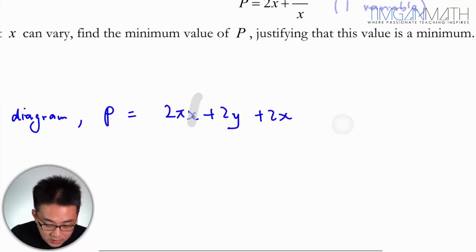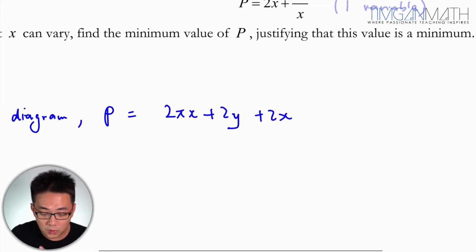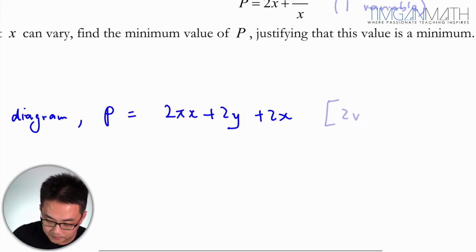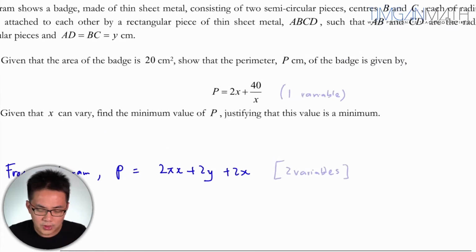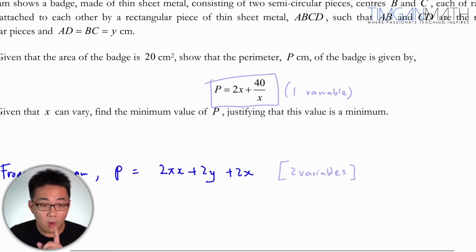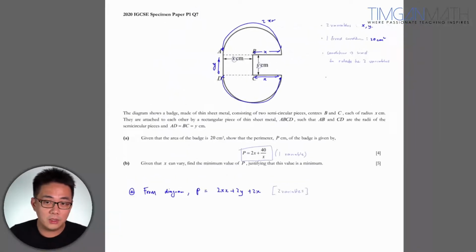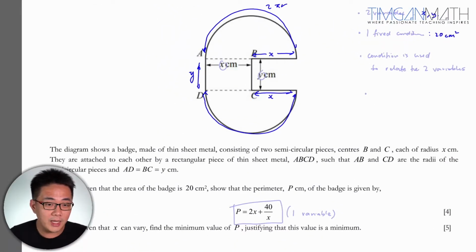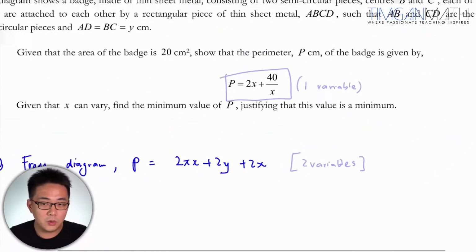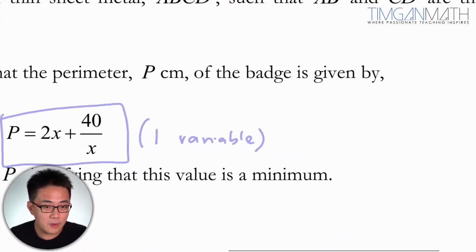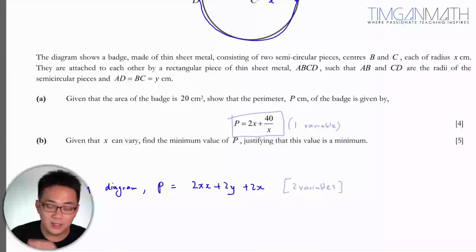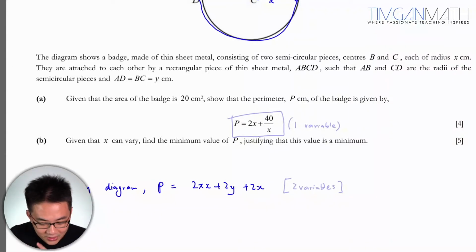Now, what's wrong with this perimeter expression is that it comes in two variables, x and y. What you're told to show is in one single variable. So what we're going to do is use the fixed condition to relate x and y, so that we can reduce these two variables into one single variable. That's the game plan.